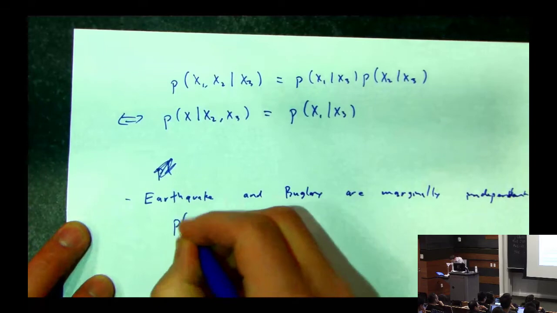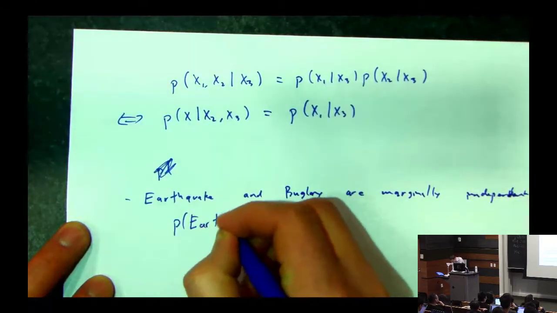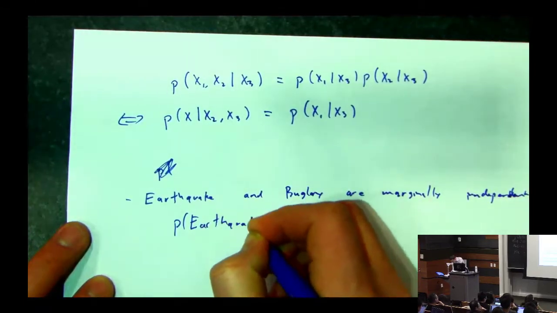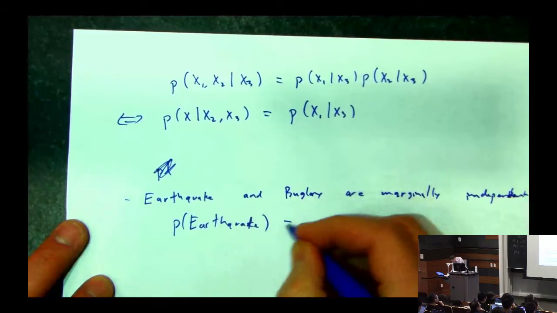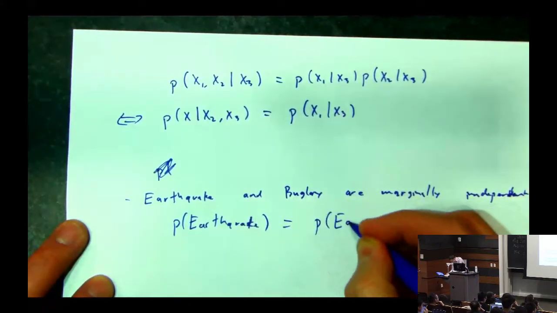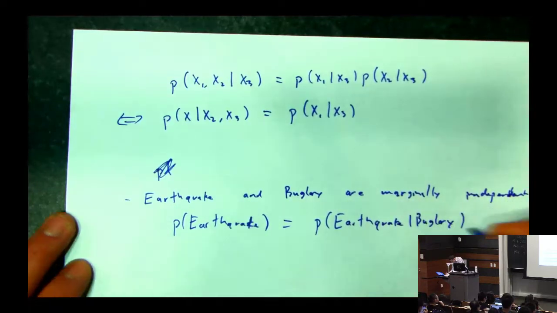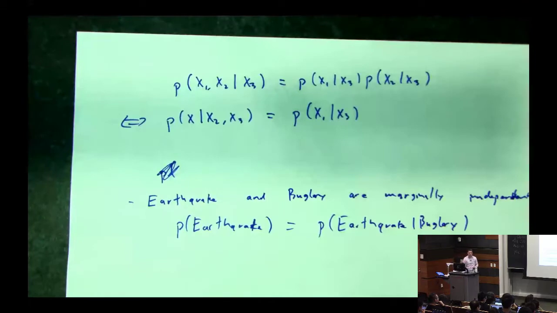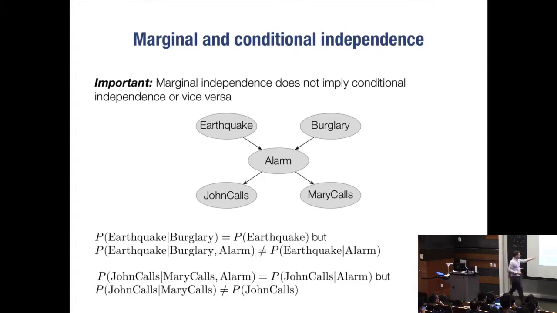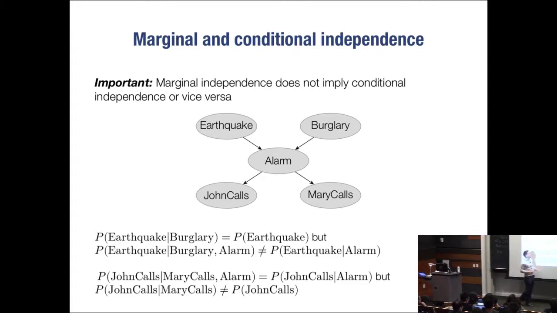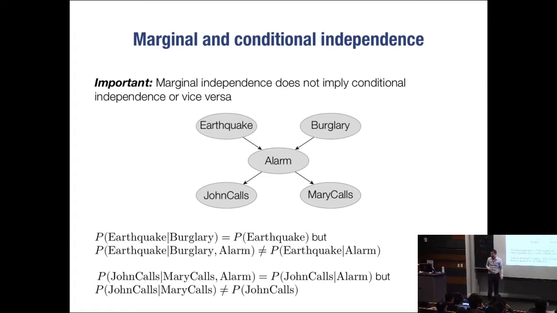That is, the probability of there being an earthquake is the same as the probability of an earthquake given a burglary. There being a burglar doesn't raise the probability or affect the probability of there being an earthquake in any way. So these are independent. This means that earthquake and burglary are marginally independent.